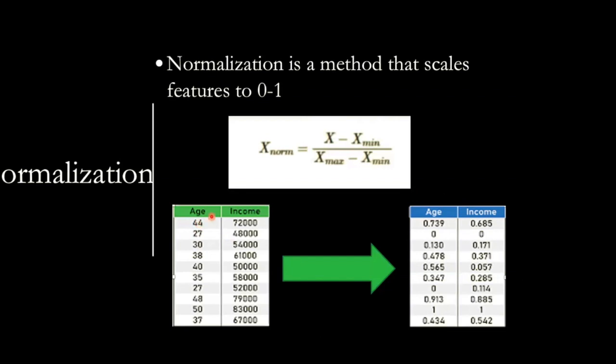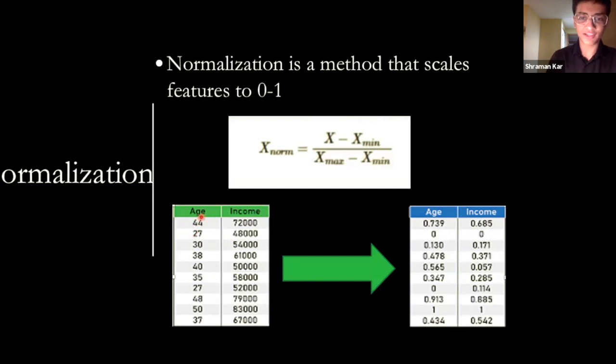Okay, so let's take this data point as an example. We do 44 minus the minimum of this feature, which is 27. So 44 minus 27, divided by 50 minus 27, because 50 is the maximum, and you get 0.739. So that's kind of how normalization works. Now let's move on to standardization.